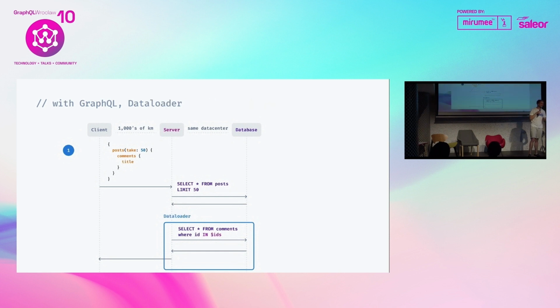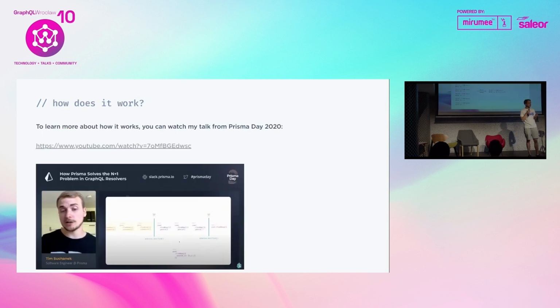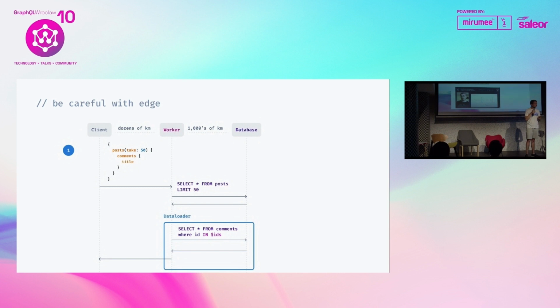Okay, data loader. With data loader, all of these queries here basically look the same. We're always saying, give me the comment with a certain ID. And now we can use an in query here. How this actually looks is that we are basically merging all of these SQL queries together. That way, you can imagine it's faster to send fewer queries to the SQL database. I did a talk about how it works in 2020 at Prisma Day. You can watch that.